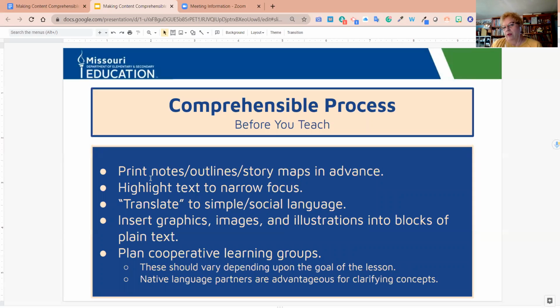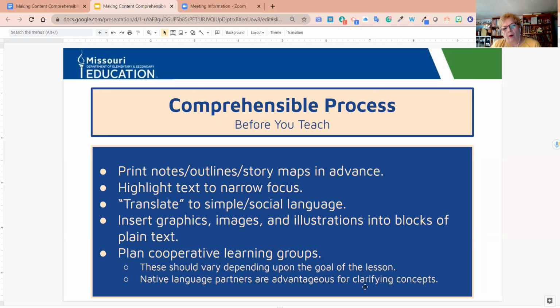Another thing is printing out your notes or your outline for the lesson and providing that to the student in advance. So if you have one or two English learners in your class with other students, just giving them the notes ahead of time and highlighting the important facts or important words so that they can translate if they need to before the lesson starts is helpful. Also, if necessary, they might have some graphics put in on their copy so that they have a better idea of what you're talking about when it comes to it.